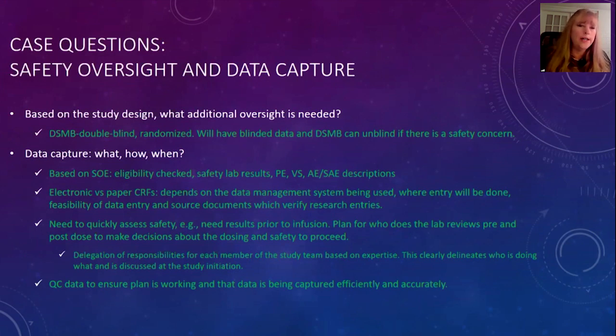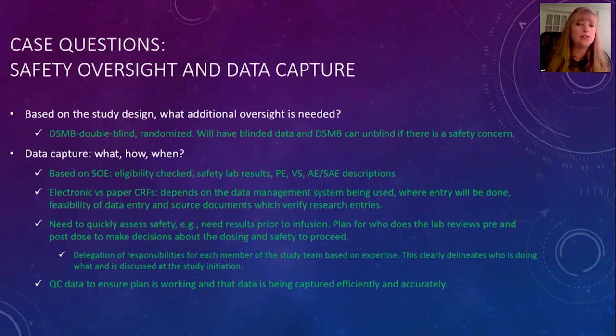Next question, what, how, and when should data be collected? Answers are based on the protocol's schedule of evaluations. You would want to make sure that the eligibility is checked before proceeding with any research interventions. You would want to have safety labs, the results of physical exams and vital signs, and the study agent administration collected in the data capture system.